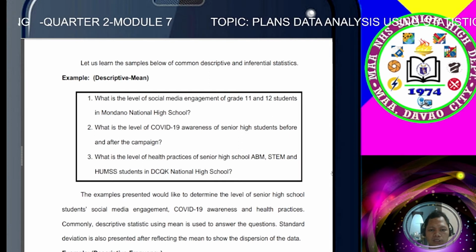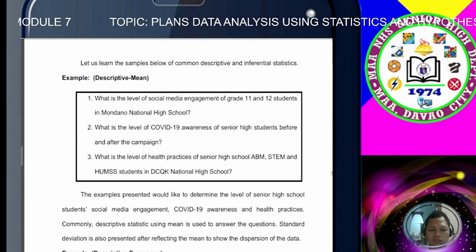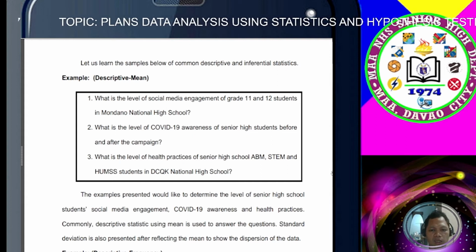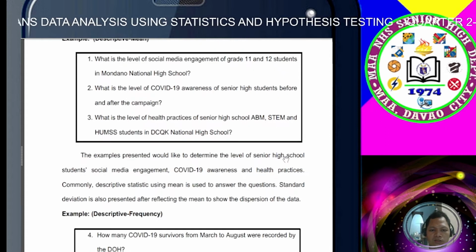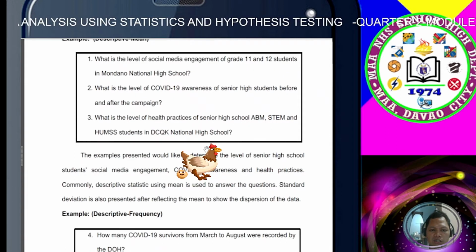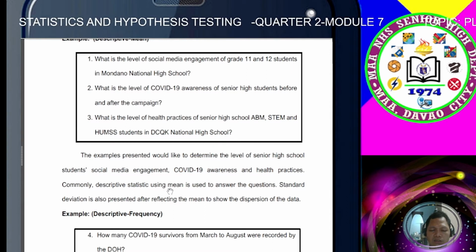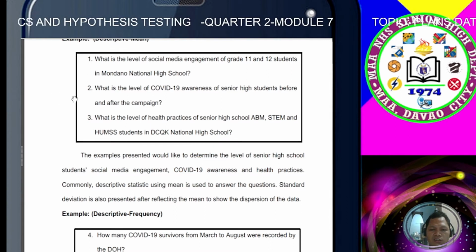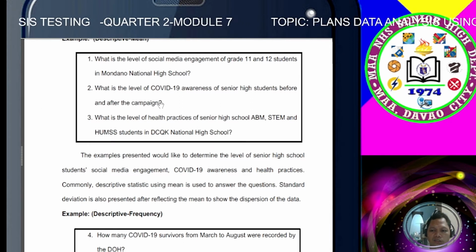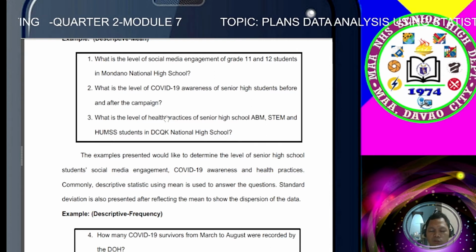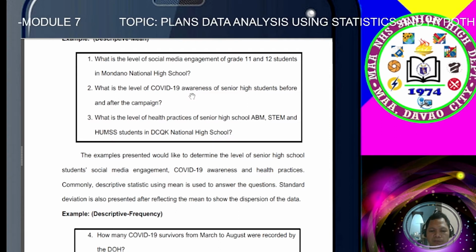And number 3: what is the level of health practices of senior high school ABM, STEM, and HUMSS students in DCQK National High School? Okay, so when we talk about the level, commonly it uses the mean. Take note of this. So we'll answer these questions here, and you need to compute the mean. I think you know already how to compute it. Just get the sum of your responses, then divide it by the number of items.